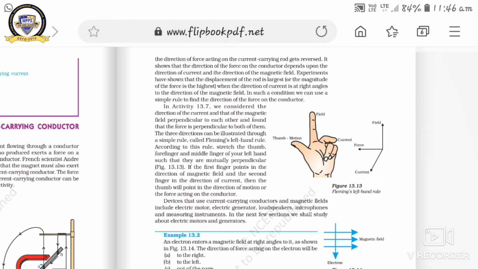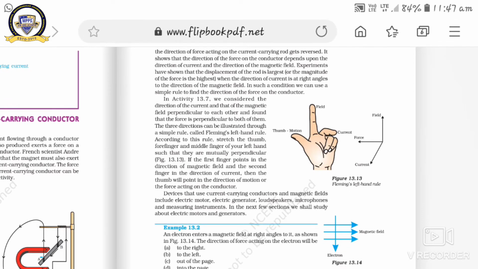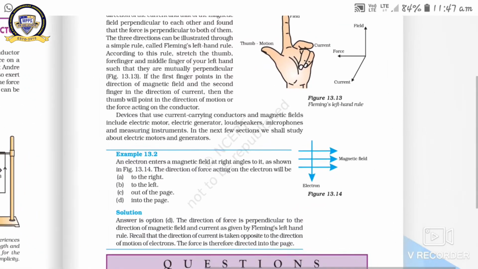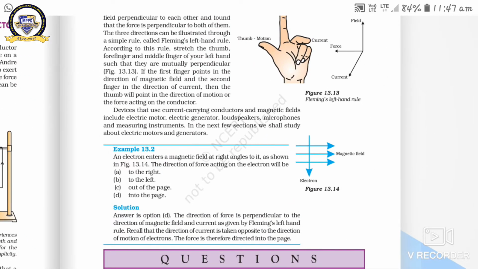Devices that use current carrying conductors and magnetic fields include electric motor. It means devices like electric motor, electric generator, loudspeakers, microphones, and measuring instruments all use current carrying conductors and magnetic fields in them. Got it? In the next few sections, we shall study electric motors and generators. It means in the next section, I will discuss the electric motor and generator.